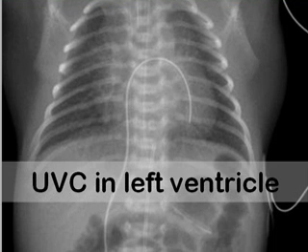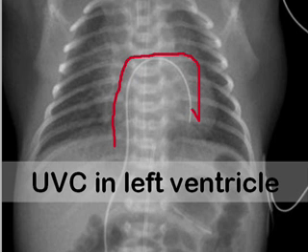Well, the catheter extends up the vena cava into the right atrium, across the interatrial septum, into the left atrium, and then winds up in the left ventricle.